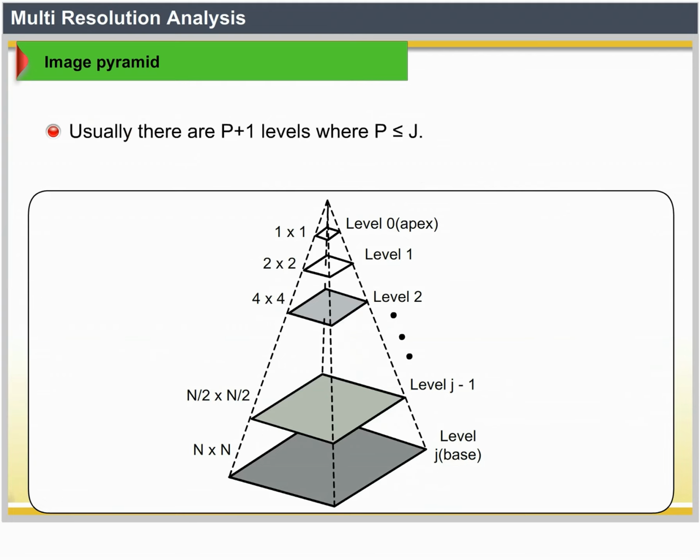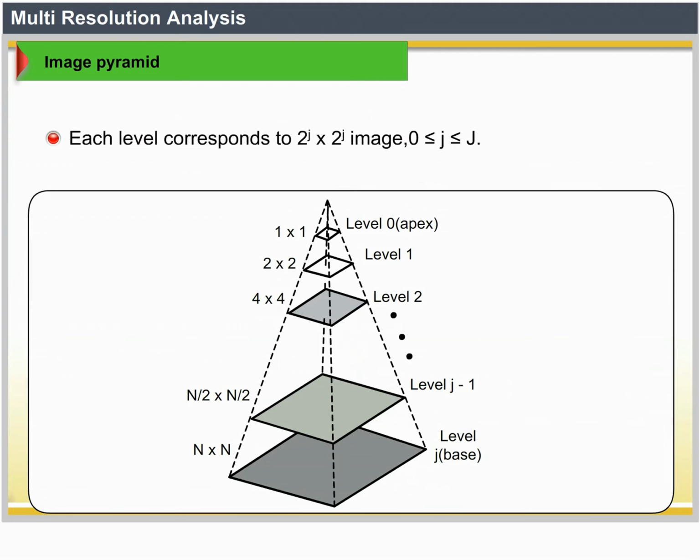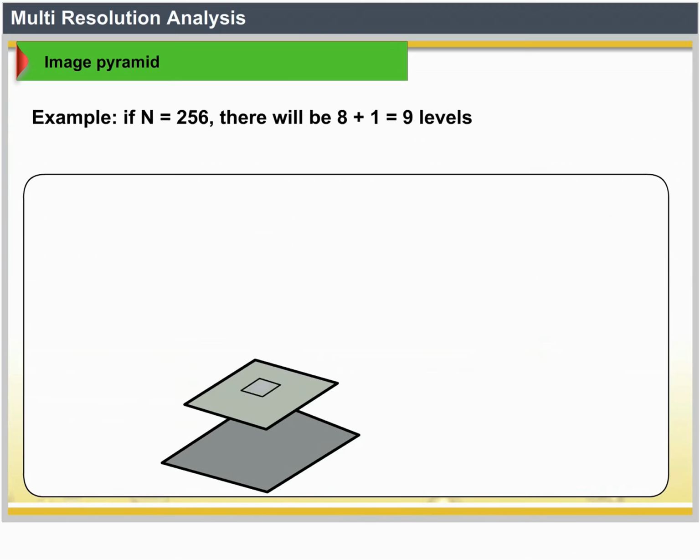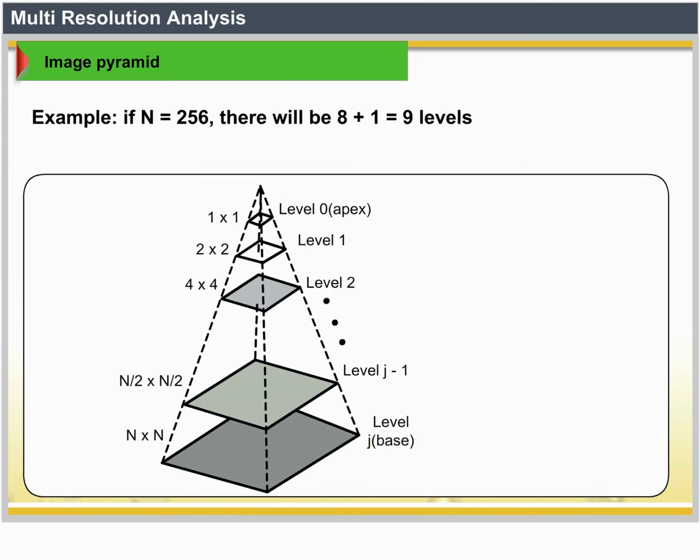Each level corresponds to a 2^j by 2^j image, where j lies between 0 and J. Base level: 2^J by 2^J equals 2^(log n) by 2^(log n), equaling n by n. For example, if n is 256, there will be 8 plus 1, 9 levels. Two pyramids.